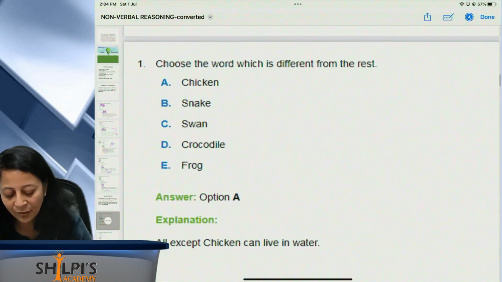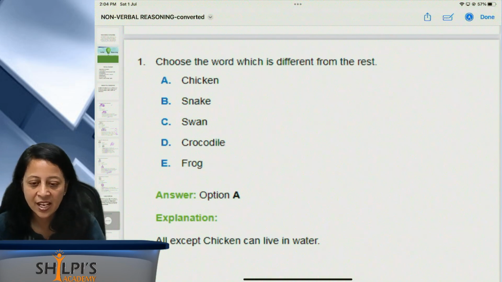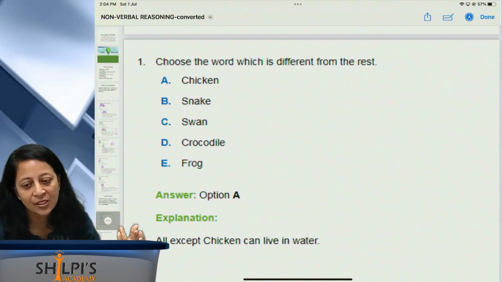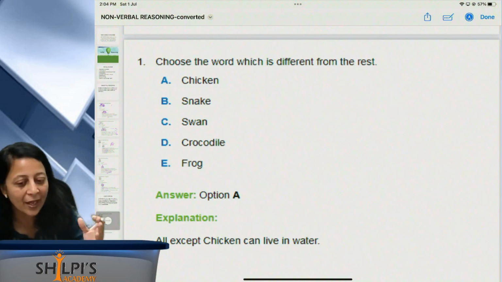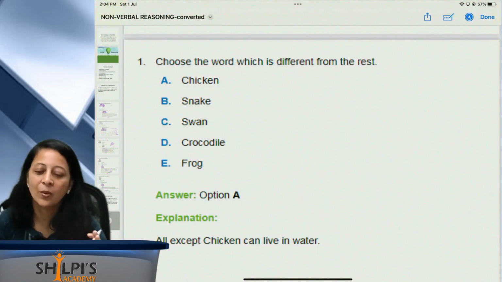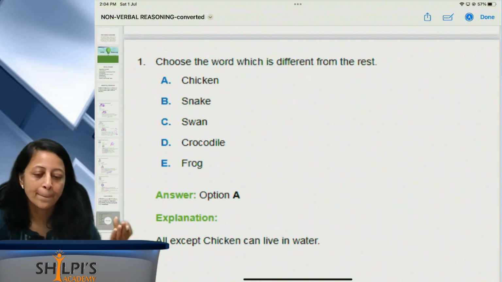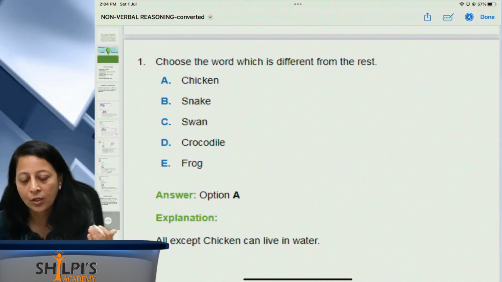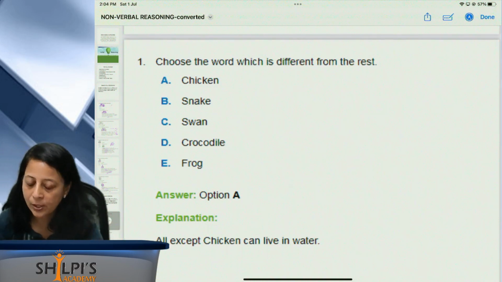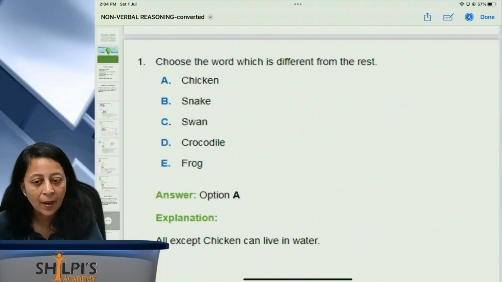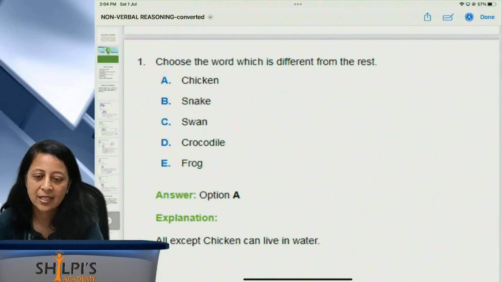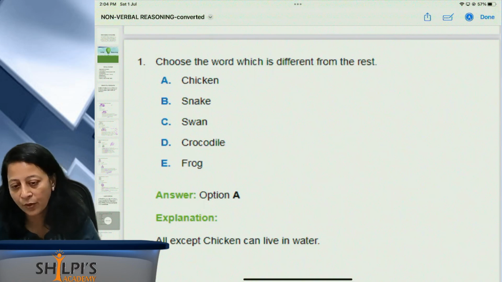Choose a word which is different from the rest. Chicken, snake, swan, crocodile, frog. Snakes, they are reptiles, right? Snake, swan, crocodile, frog is an amphibian. It's okay, I'm not going to that extent. Just when you look into this, we can know that frog lives both on land and in water. Crocodile also lives on land and in water. Swan also can walk on the land and swim in the water. Snakes do the same. But chicken, only on the land, it cannot survive in the water. So the different one is your chicken.